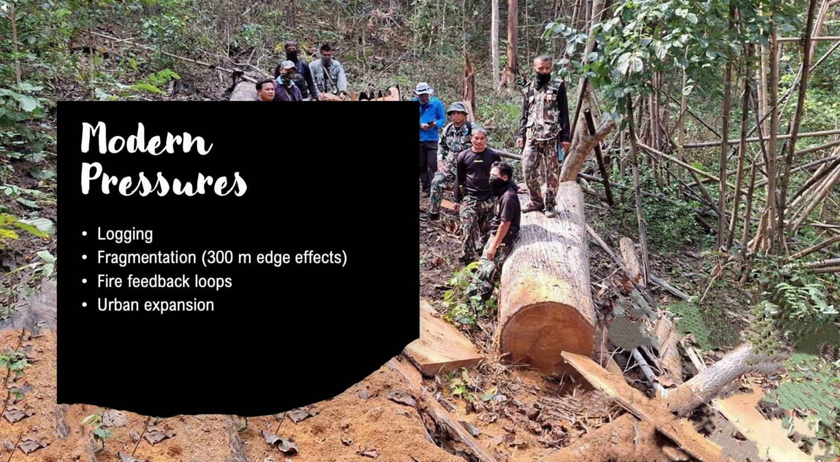The third is fire feedback loops. As fragmentation increases, edge area and drying, forests that were naturally fire resistant become vulnerable. Once fire establishes, it creates conditions for more fire. Degraded, grass-invaded forest burns more easily, releasing carbon, drying the landscape further, and making restoration progressively harder.